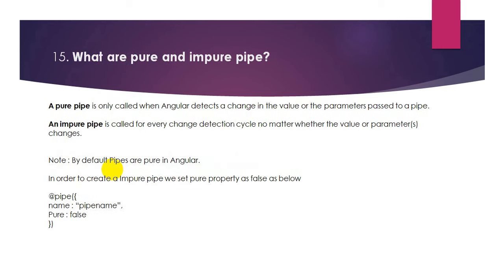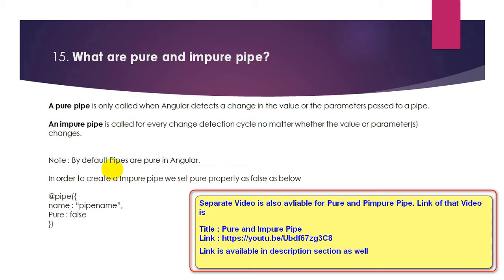Question number 15. What are pure and impure pipes? We saw that a pipe usually transforms a value from one format to another format. When we create our custom pipe, we can create it either as a pure pipe or an impure pipe. The first question is how we create a pure or impure pipe. In the previous question, we saw how we create a custom pipe. In order to create a custom pipe, we provide a Pipe decorator, and inside the Pipe decorator, we have a pure property. In this pure property, we can pass either true or false. If we pass true, then it's a pure pipe. If we pass false, then it's an impure pipe.